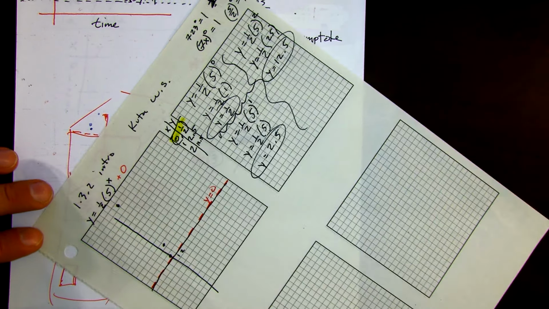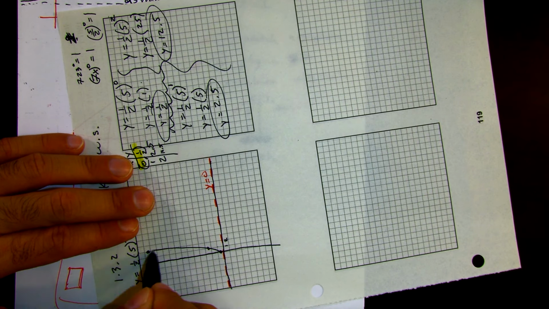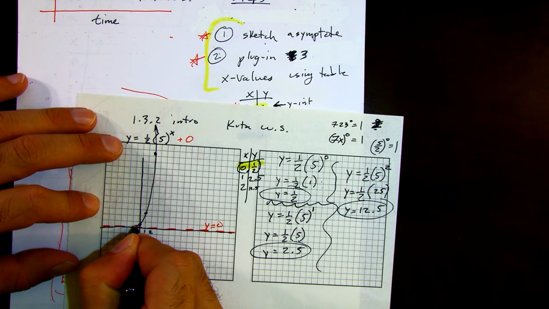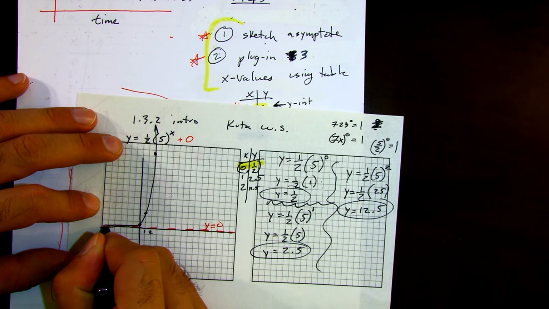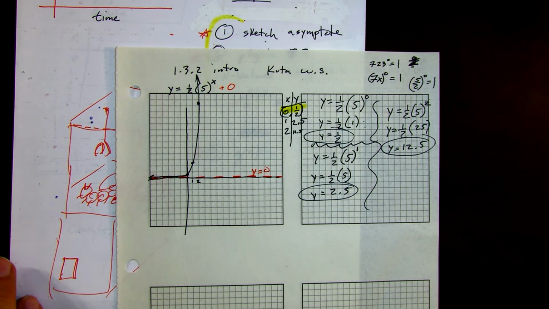I like to turn my paper this way so I get a better angle to get that line drawn as well as I can. It's going to turn pretty quick here. So it never crosses the asymptote. It just gets really close to it. It's like an airplane that tries to go as low as it can without touching it.